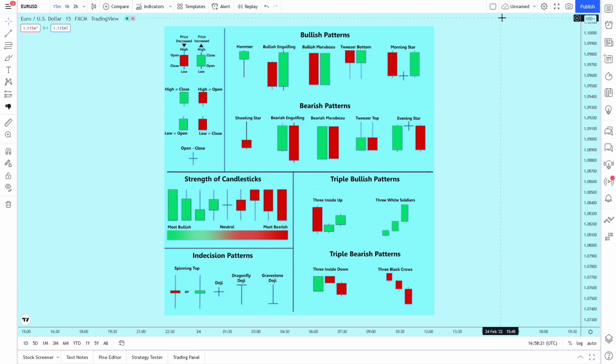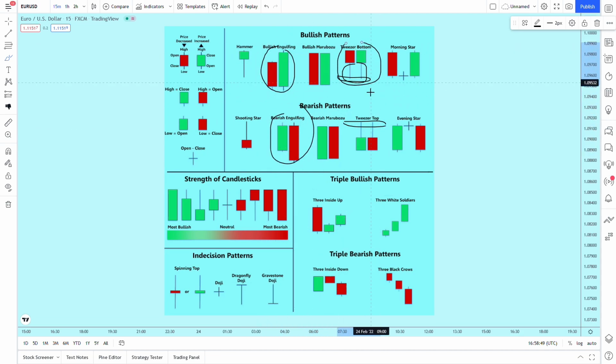The ones that I can recommend to include in your strategy are definitely bullish engulfing and bearish engulfing candlesticks. Also, tweezer top and tweezer bottom. Tweezer bottom is very good when it occurs at a certain support level, and then we have these weak rejections. Or tweezer top when it occurs at a certain resistance level. This one, this one, this one, and this one. Very good patterns. Triple patterns.